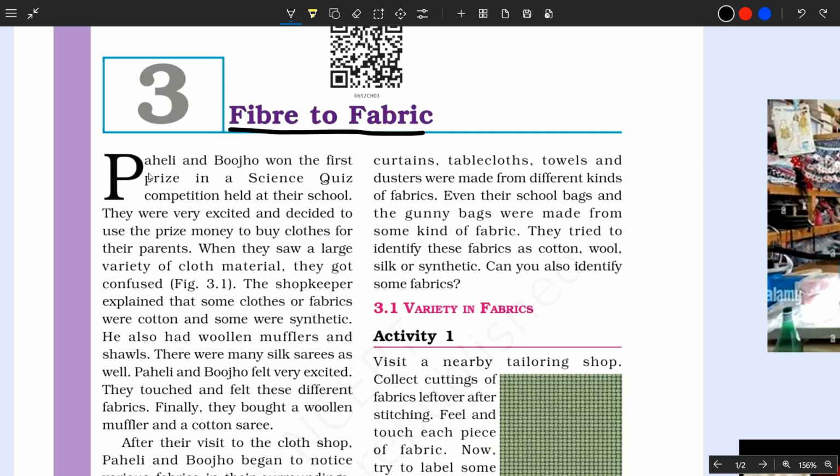Let's start. Fally and Bujo won the first prize in a science quiz competition. The school had organized a science quiz competition, and Fally and Bujo participated in it.